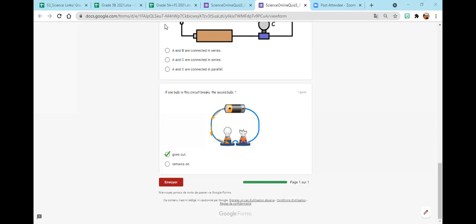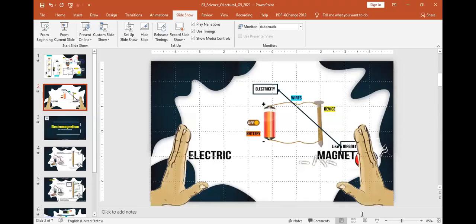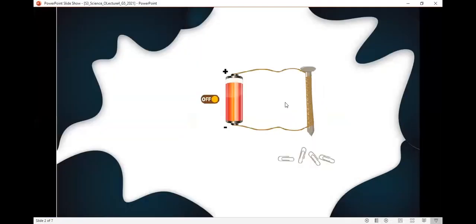Thanks a lot. Let's start with our lesson. The lesson is too easy and too short. We're still talking about electric circuits, but now we are using electricity to make something else. What are the components of this circuit? What is this circuit made of? This is an electromagnet.